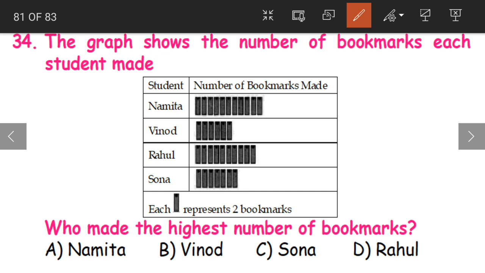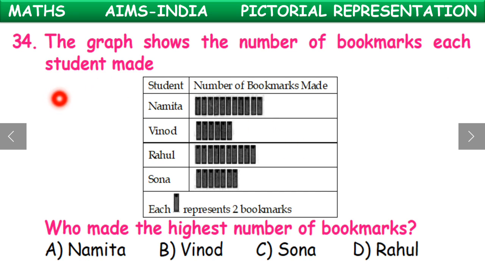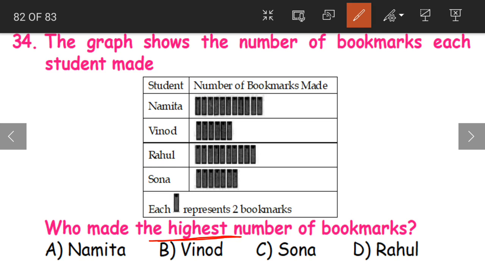Yes? Now question 34 and this is the last question from our chapter, pictorial representation. The graph shows the number of bookmarks each student made. Yes, again we are having the names of the students and how many bookmarks they made. Now who made the highest number of bookmarks? Again children, we want the one with the highest number. Yes, again by looking itself we can say that Namita is having the highest number of bookmarks.